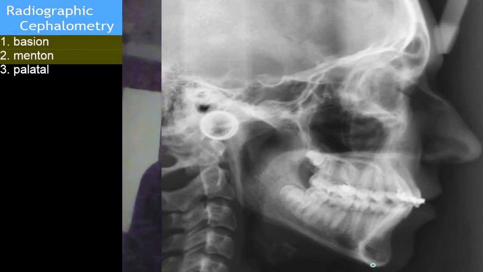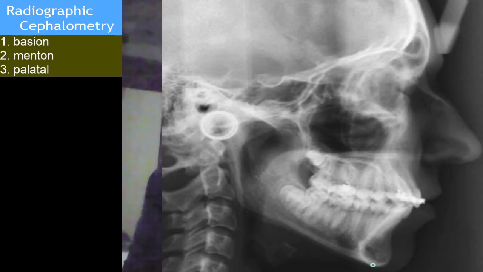Next, let's talk about the menton, another unilateral point. The most inferior point on the symphysis of the mandible as seen on the lateral projection.